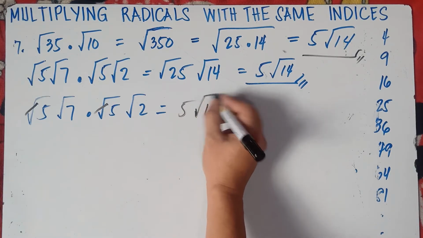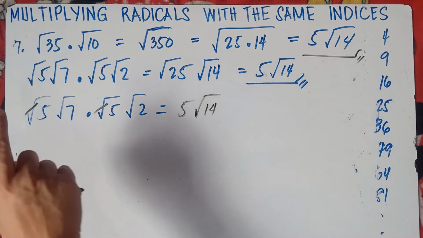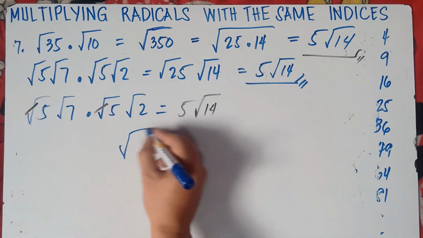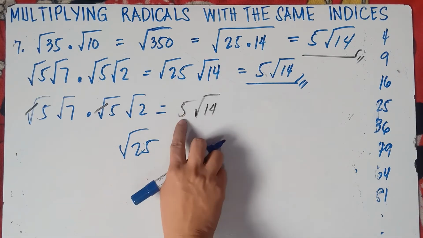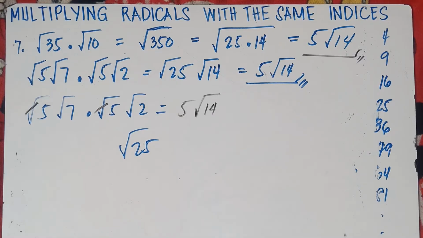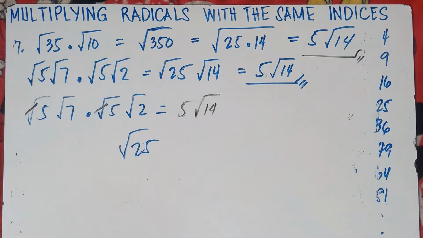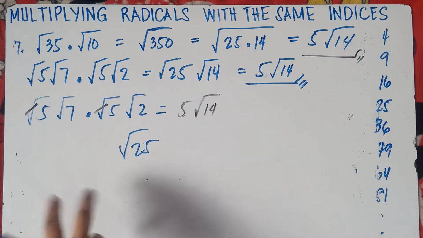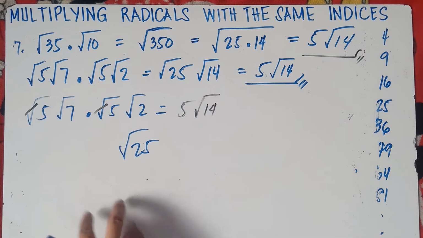Now, sir, why did you copy 5? Because square root of 5 times square root of 5, that's square root of 25. And the square root of 25, that is 5. So, that's the thing there, class, that I will do if the numbers are large numbers. So, if you understand this one, better for you, class, because you can just simplify the radicals or you can just simply multiply the radicals in an easy way.